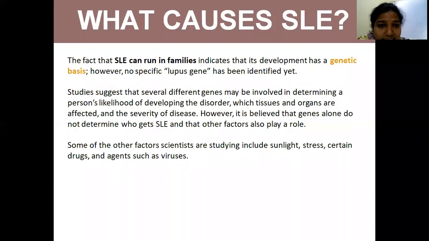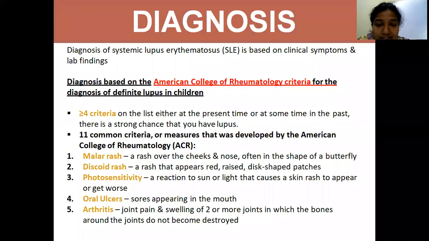Studies suggest that several different genes may be involved in determining a person's likelihood of developing the disorder, which tissues and organs are affected, and the severity of disease. However, it is believed these genes alone do not determine who gets SLE, and other factors also play a role. Some of the other factors scientists are studying include sunlight, stress, certain drugs, and agents such as viruses.